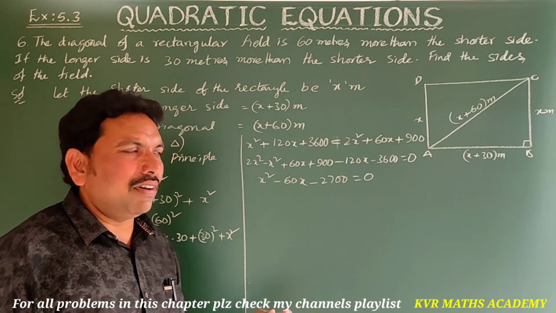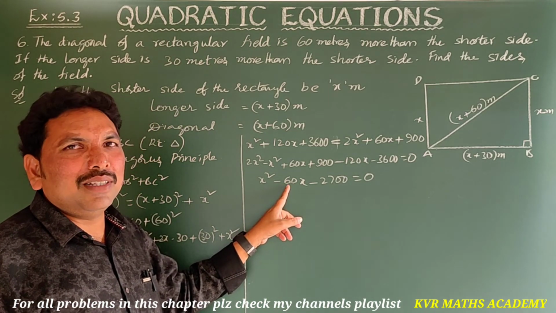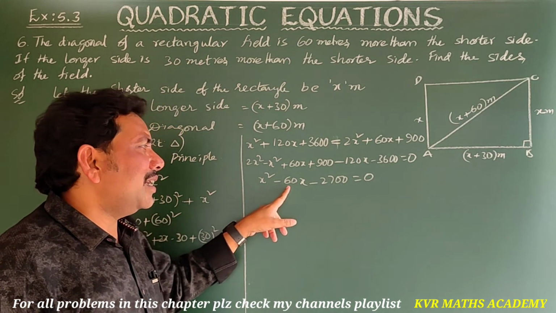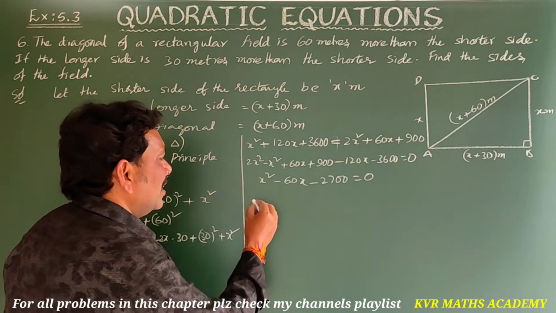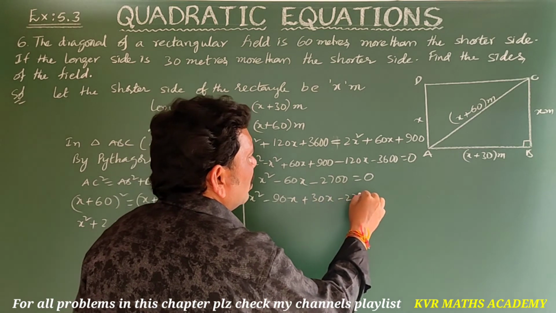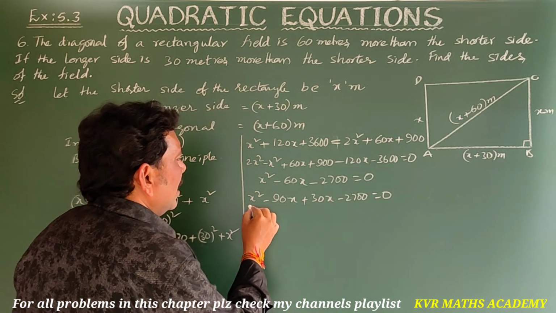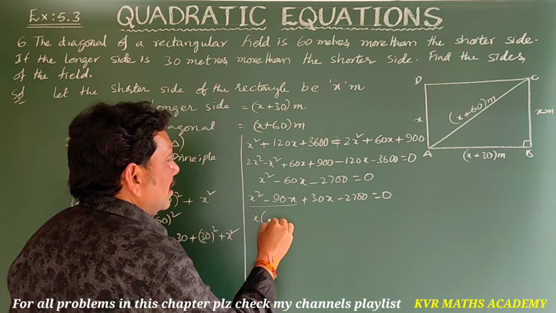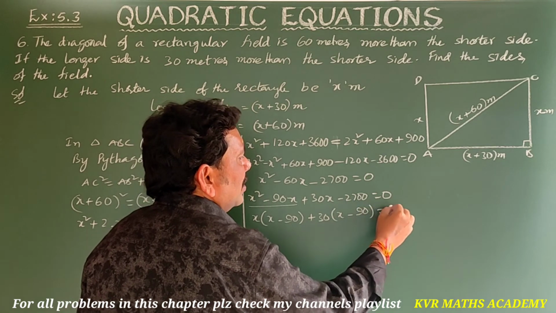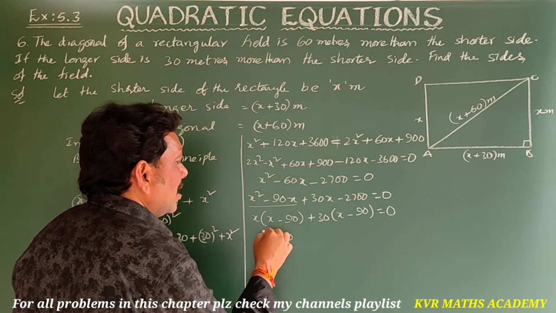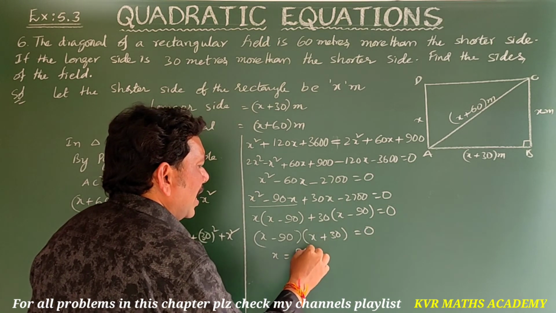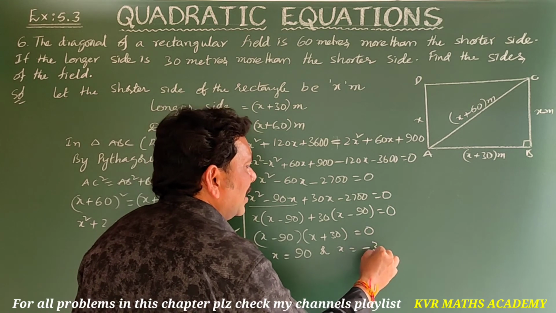2700 should come. Yes, 9 3s are 27. 9 minus 3 is equal to 6. So that's 90 30s are 2700. 90 minus 30 is equal to 60. Yes, write down like that. So x square minus 90x plus 30x minus 2700 is equal to 0. Here x is common in both: x into x minus 90 plus 30 means x minus 90 is equal to 0. Again x minus 90 is common. The remaining part is x plus 30 is equal to 0. So x is equal to 90 or x is equal to minus 30.